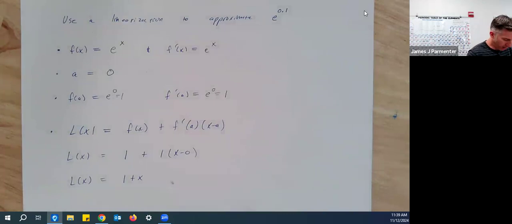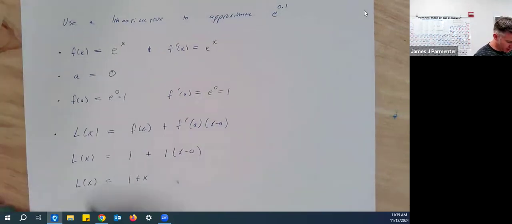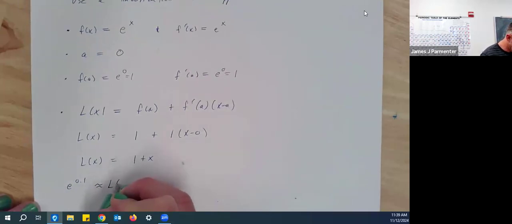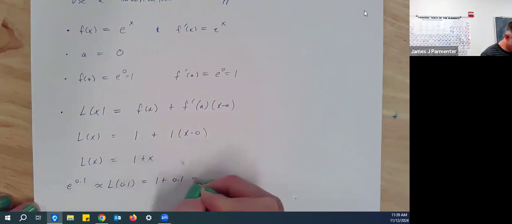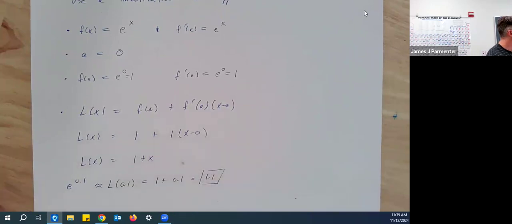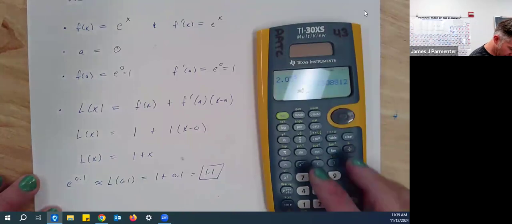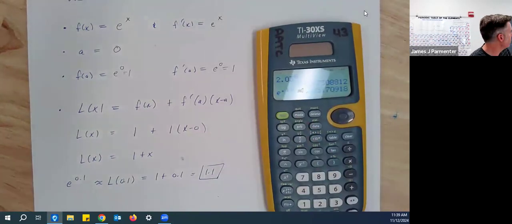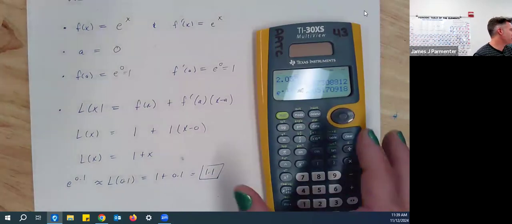So then to do the approximation, we're going to say, okay, e to the 0.1 is approximately the linearization at 0.1, which should be just 1 plus 0.1, which is 1.1. And then we might as well compare, because why wouldn't we compare? 1.105, so pretty close. They're usually pretty close.